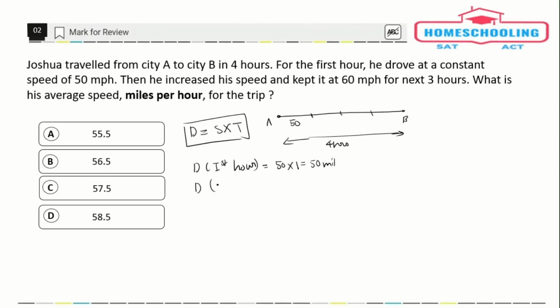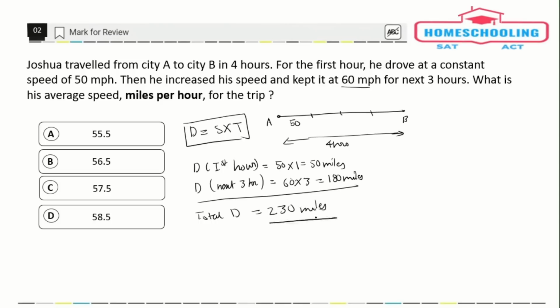Then distance for the next 3 hours. So it has a constant speed of 60 miles per hour. So we will use this formula. The speed is 60, and the time taken is 3. So the distance would be 180 miles. So the total distance would be 180 plus 50, that would be 230 miles.